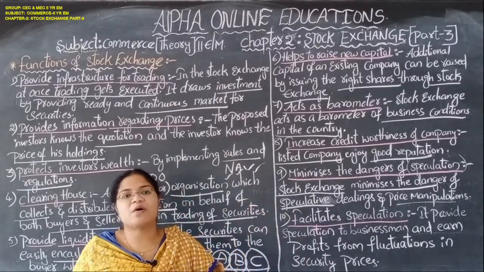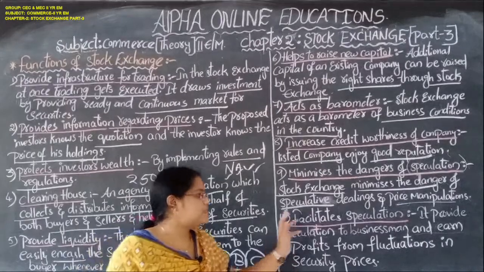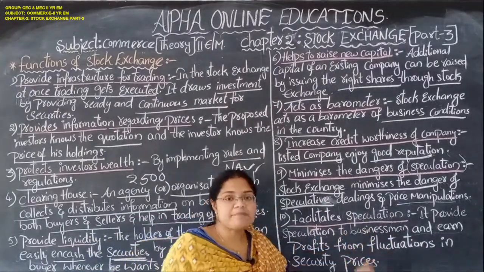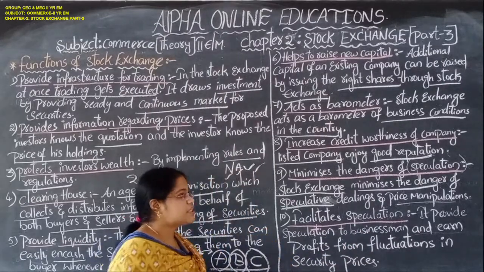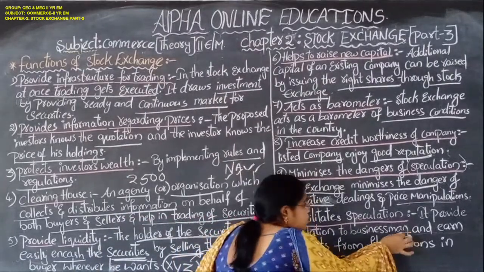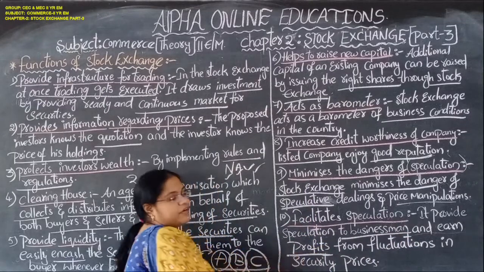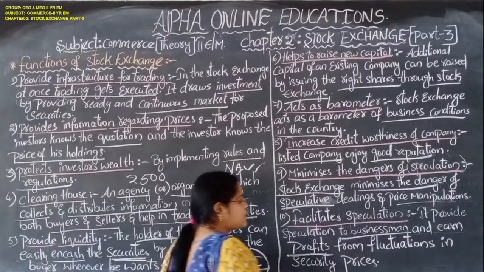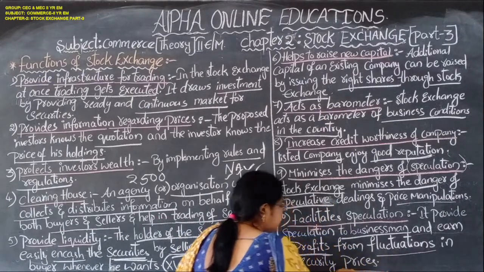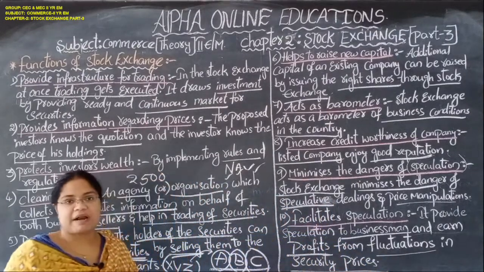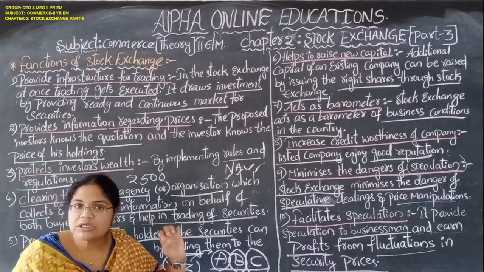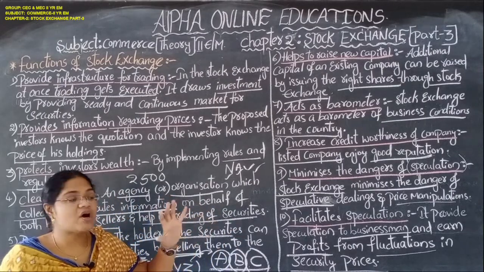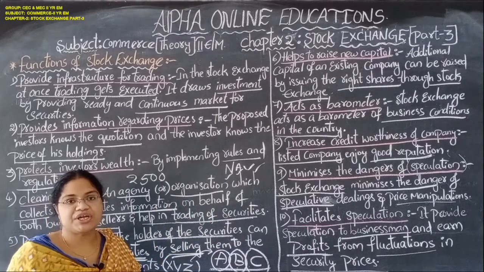Speculation is also important in the stock market. So it facilitates the speculation. It provides the speculation to businessmen. To whom is it providing the speculation? To the businessmen to earn profit, to earn profit from fluctuations in the securities price. There are fluctuations in the securities price. The market will not run in a static or stationary manner, constant ga undadu stock exchange anedi.